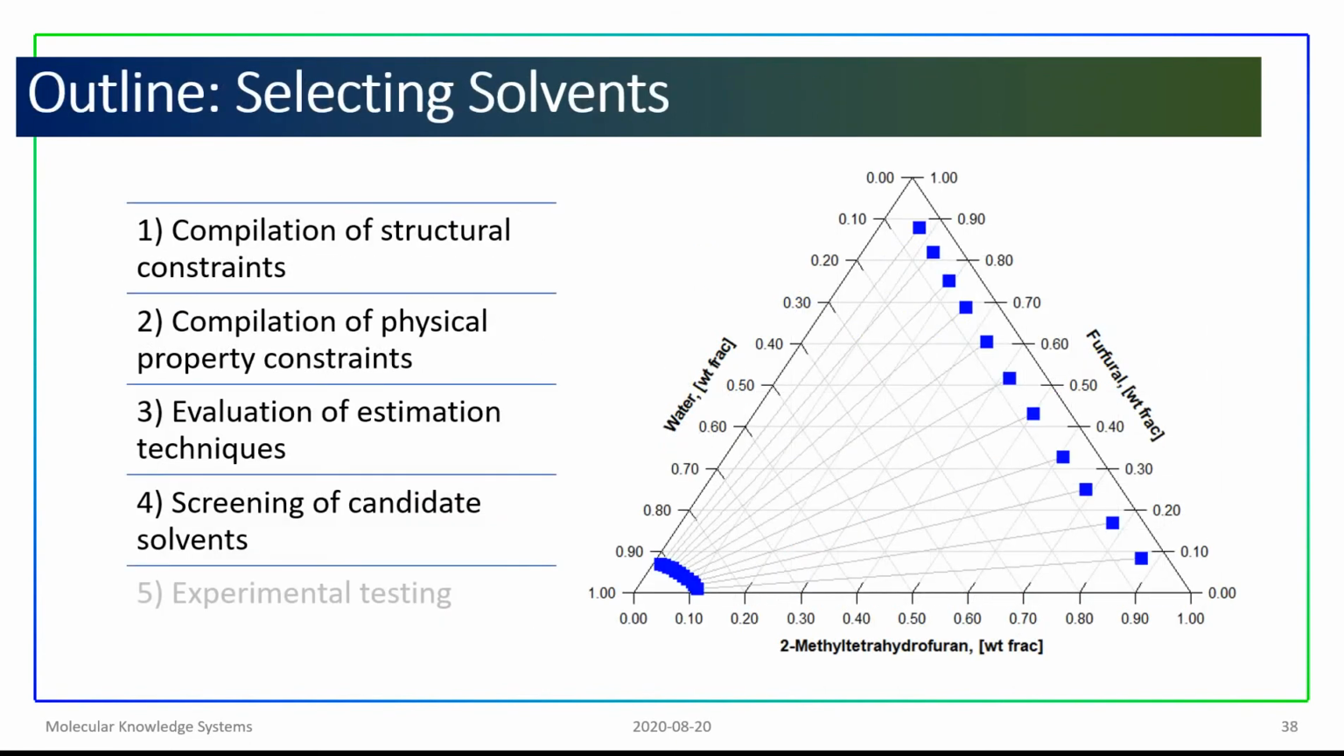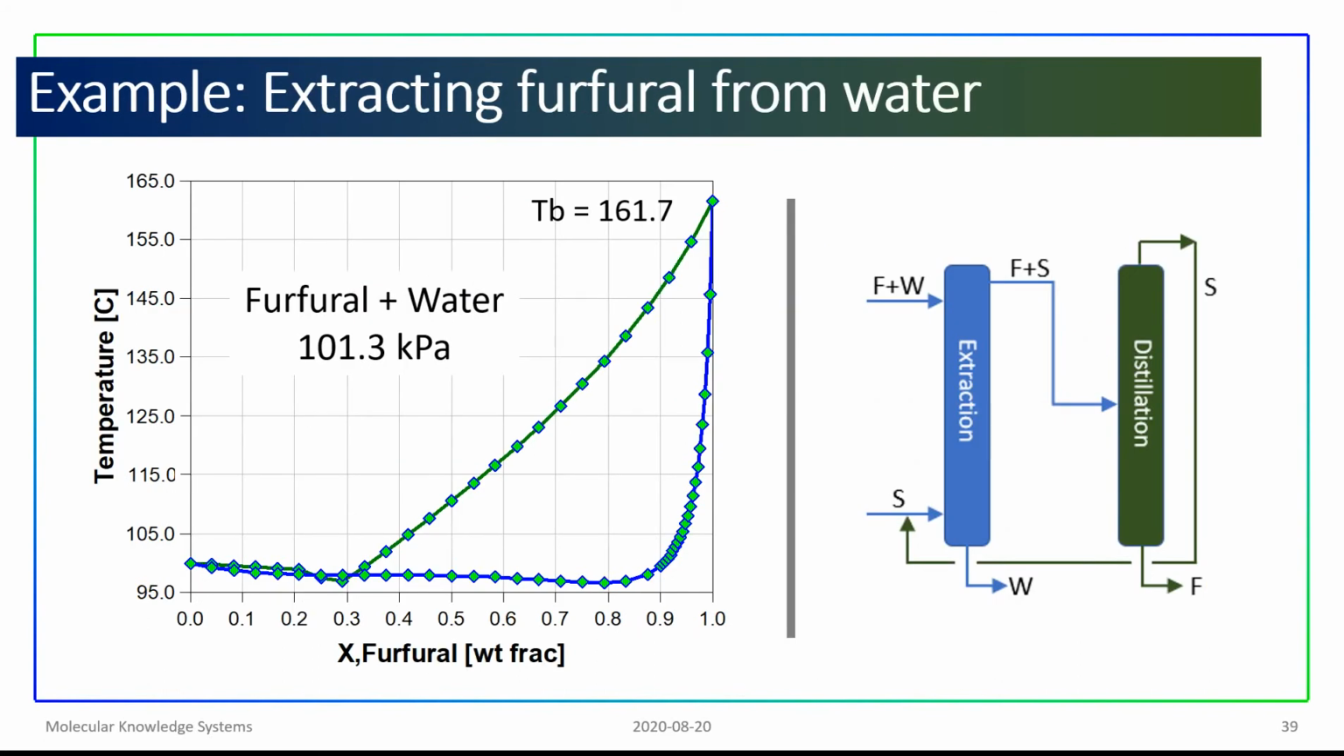I've talked about some of the individual tasks needed to be performed by solvent selection software programs. Specifically, we talked about using groups to represent structural constraints and the compilation of constraints on many physical properties, evaluating estimation techniques, and using the selected estimation techniques to fill in the missing values in our database. Now I'll go through an example to show how these pieces fit together. The example I will use is the separation of furfural from water.